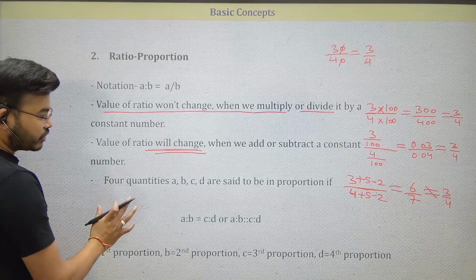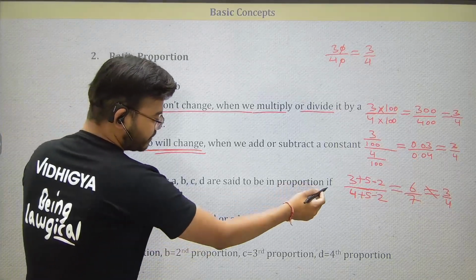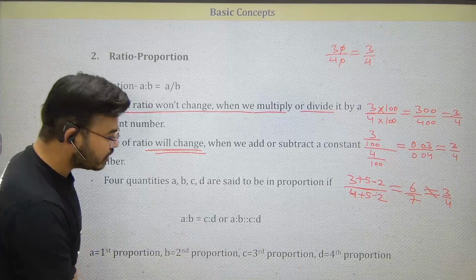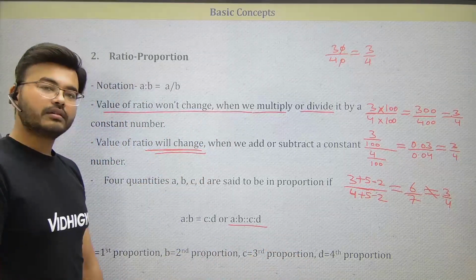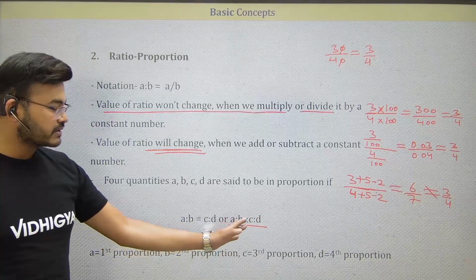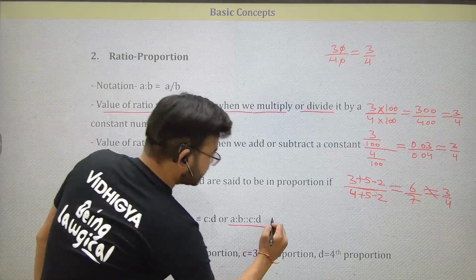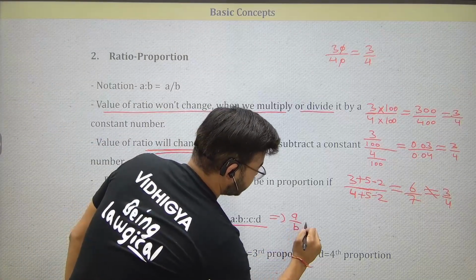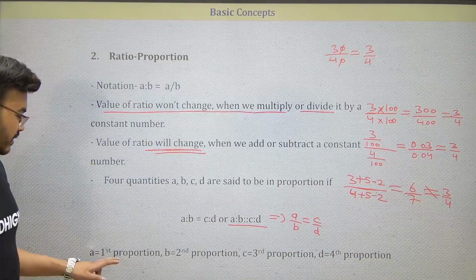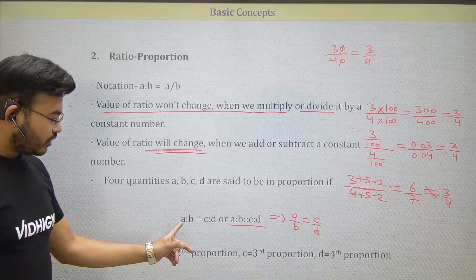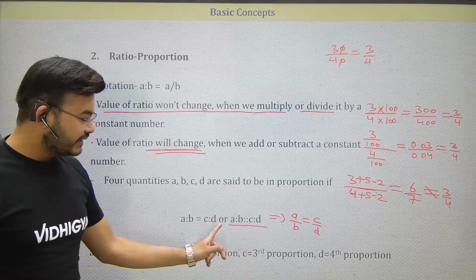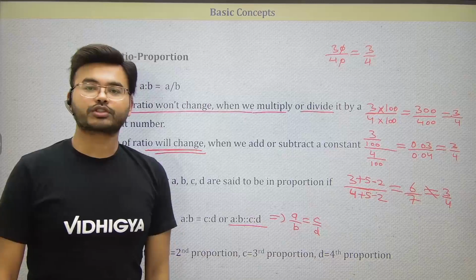Last, proportion. Four quantities A, B, C, D are said to be in proportion if A upon B is equal to C upon D, or we denote it by this particular expression: A is to B is to C is to D, or we call it A is to B is in proportion with C is to D. This basically means that A upon B is equal to C upon D. One more important thing to note is that A here is called the first proportion, B is called the second proportion, C third proportion, and D we call it the fourth proportion.